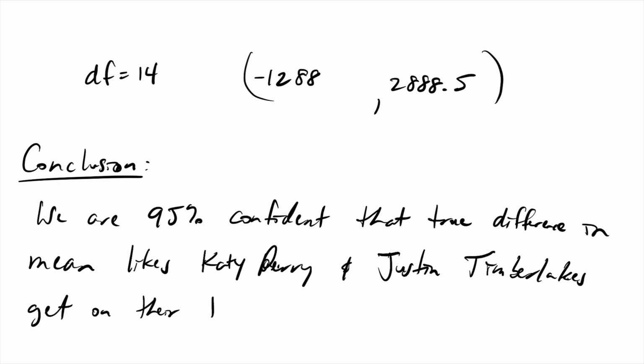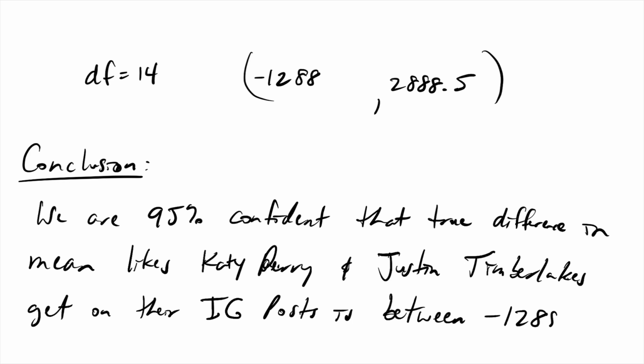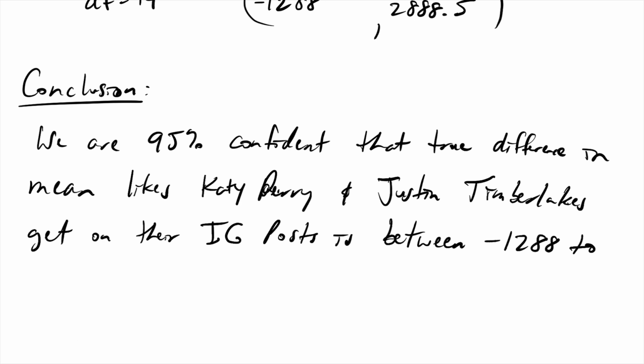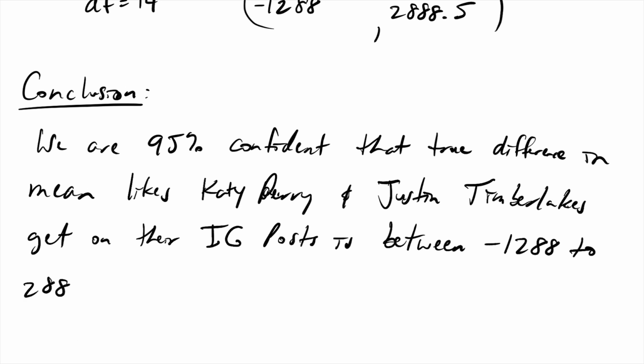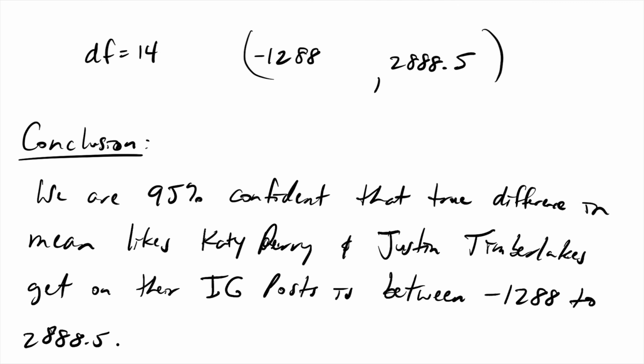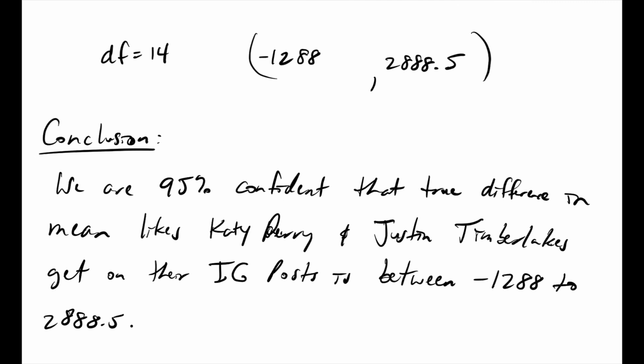on their Instagram posts is between -1288 to +2888.5. What does that mean? Because often what they'll have you do is answer a question based off of that. So what does that mean?